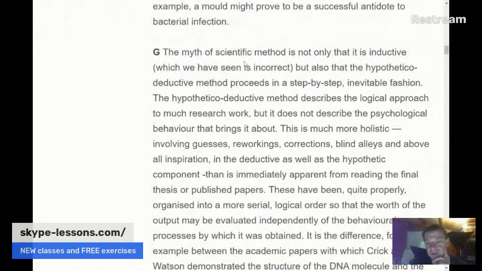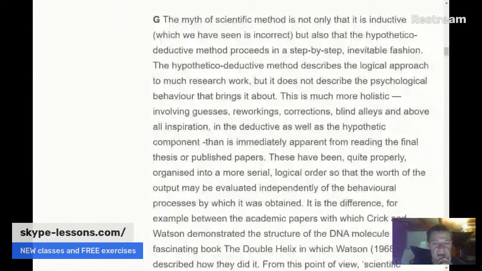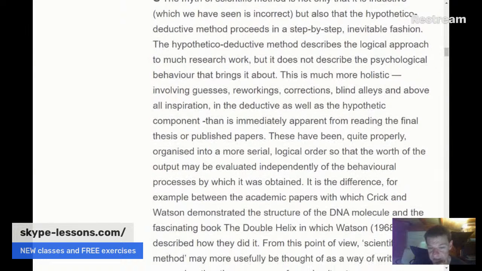G, the myth of scientific method is not only that it is inductive, which we have seen is incorrect, but also that the hypothetico-deductive method proceeds in a step-by-step inevitable fashion. The hypothetico-deductive method describes the logical approach to much research work, but it does not describe the psychological behavior that brings it about. This is much more holistic, involving guesses, reworkings, corrections, blind alleys, and above all, inspiration in the deductive as well as the hypothetic component that is immediately apparent from reading the final thesis or published papers.